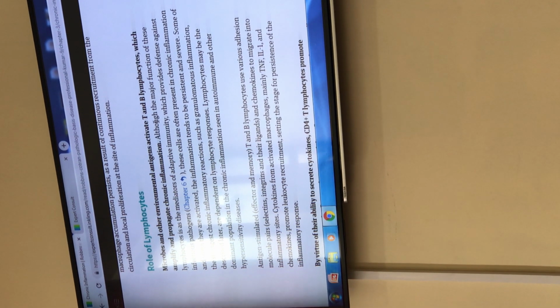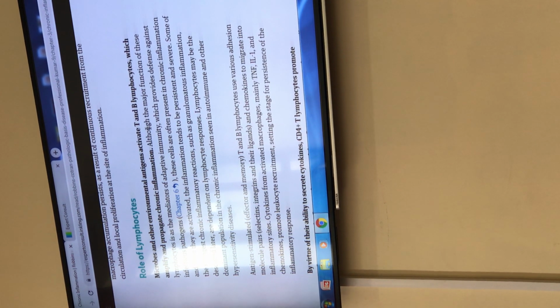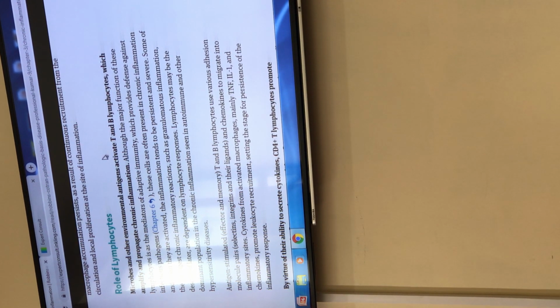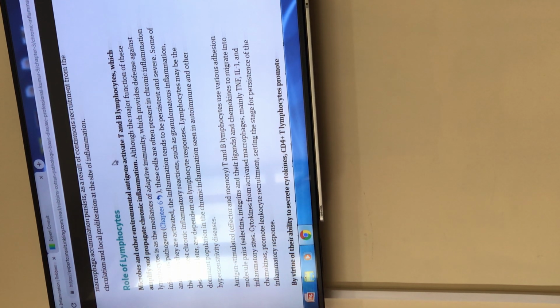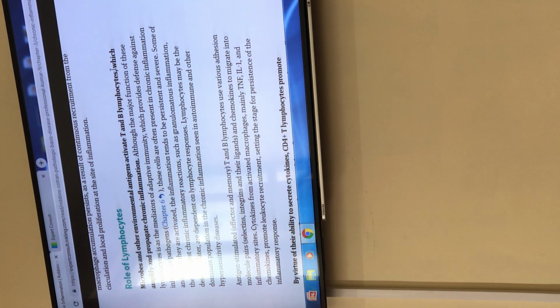Then lymphocytes. Lymphocytes are divided into T and B lymphocytes. When we say T, it means that these T lymphocytes mature in thymus. That's why we say T. B lymphocytes mature in bone marrow. Both lymphocytes are developed in bone marrow, but the maturation site is different. For T lymphocytes is in thymus gland, but for B lymphocytes is in bone marrow. So lymphocytes also are important in chronic inflammation. B lymphocytes change to plasma cells.